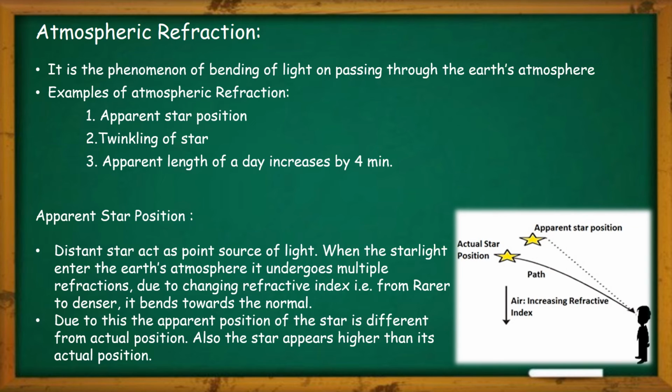The original or actual position of the star is something different, and the position of the star which is visible to us is something different. This happens only because of atmospheric refraction.